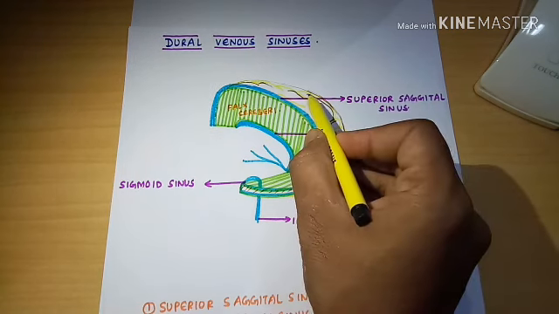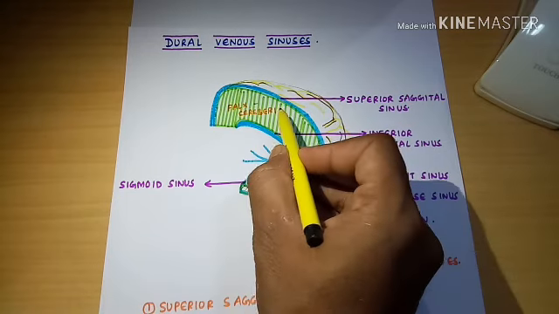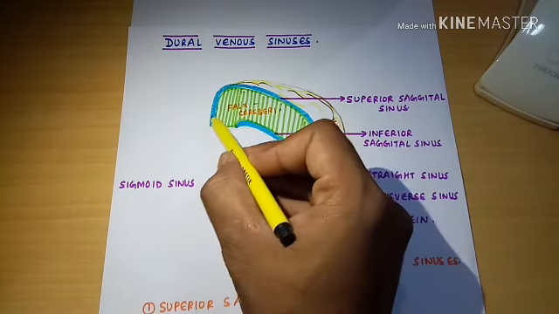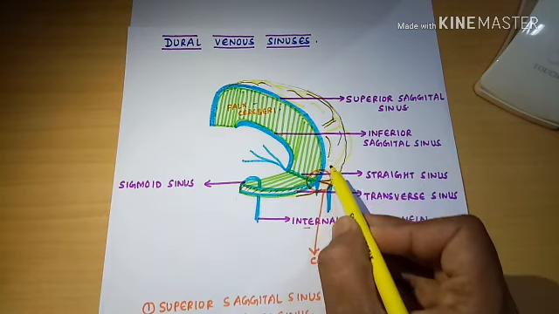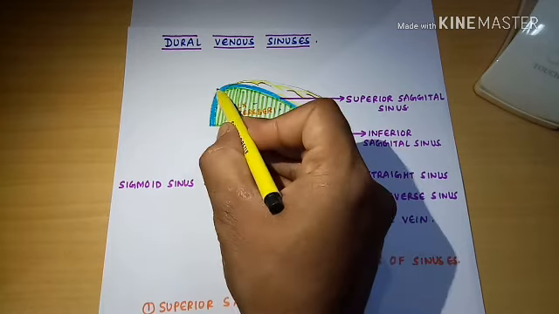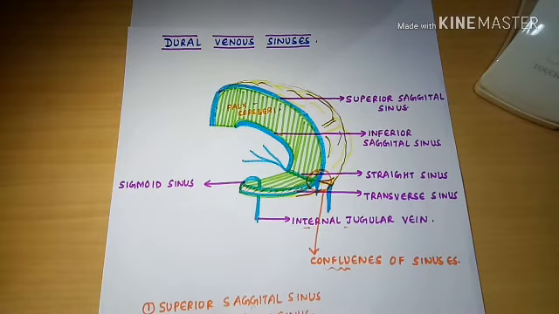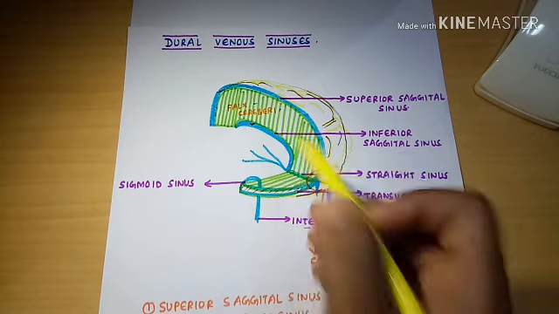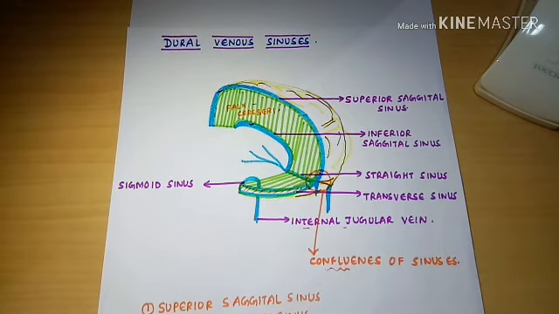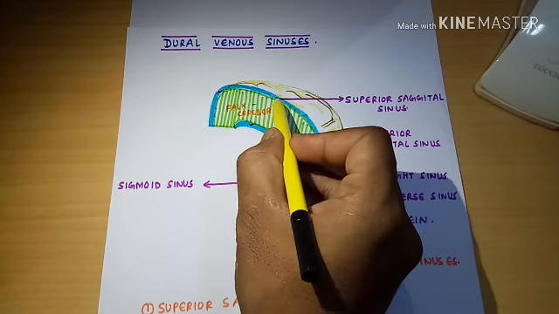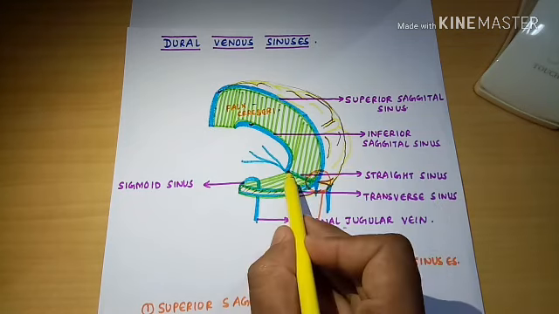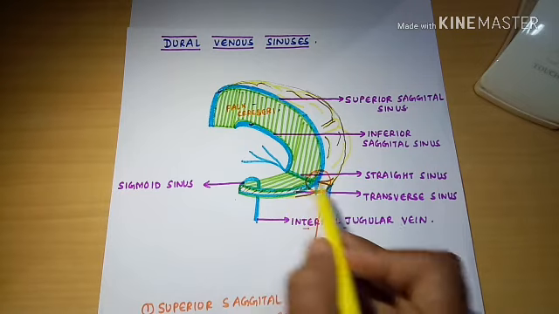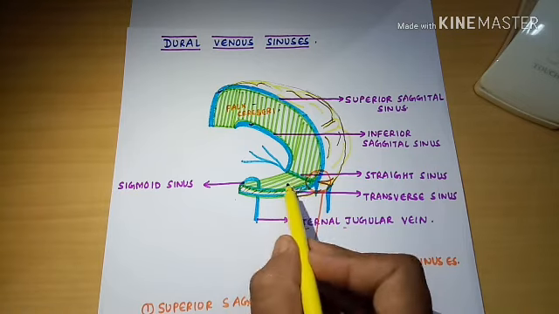Here, this is the cerebral hemisphere, and this is the falx cerebri. The superior surface of the falx cerebri has a dural venous sinus which is called the superior sagittal sinus. So this part of the sinus is the superior sagittal sinus, and the inferior portion of the falx cerebri contains the inferior sagittal sinus. The superior sagittal sinus and the inferior sagittal sinus are interconnected with the help of the straight sinus.